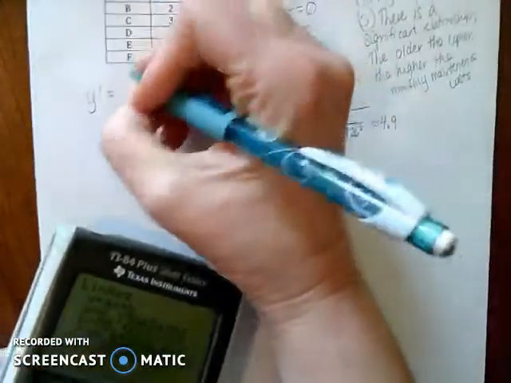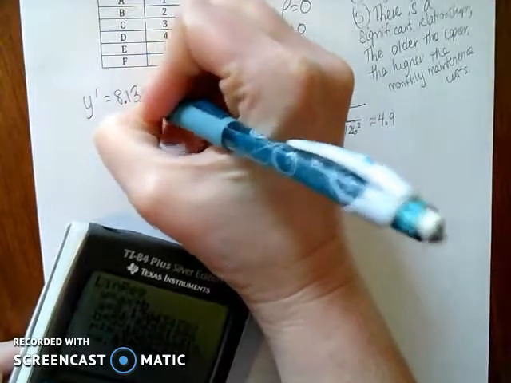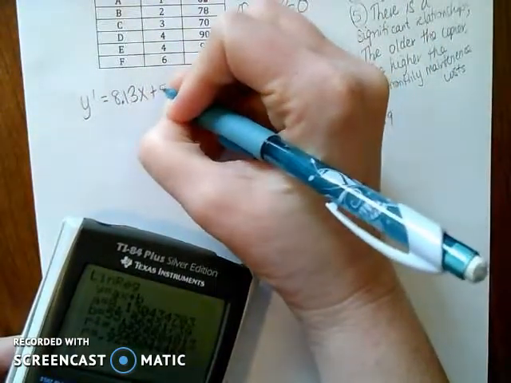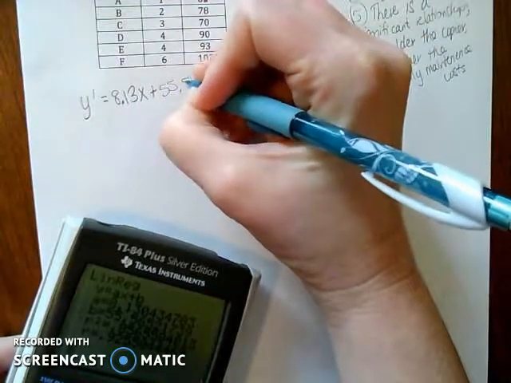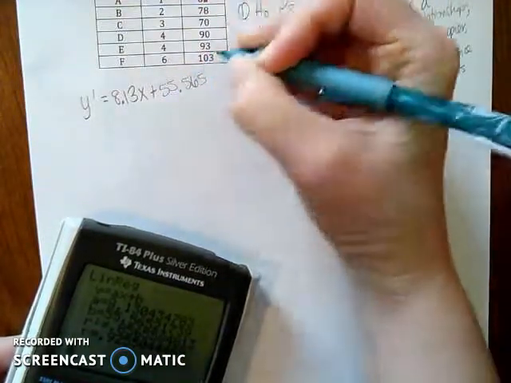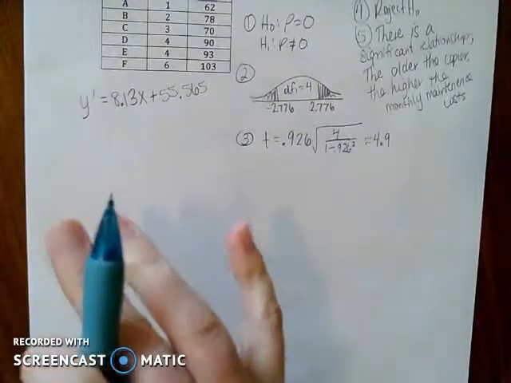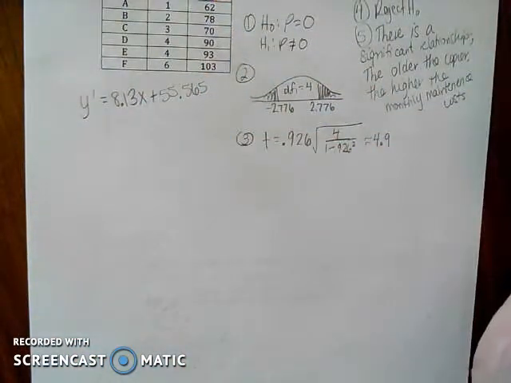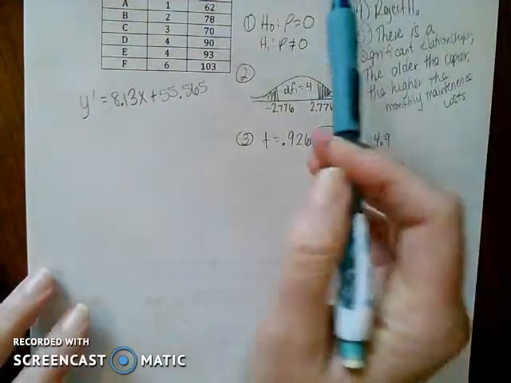8.130, so you don't need to put that, 8.13x plus 55.565. Okay, again, if you needed to plot that, you just find 2 ordered pairs. So you would plug in 2 numbers and do that.